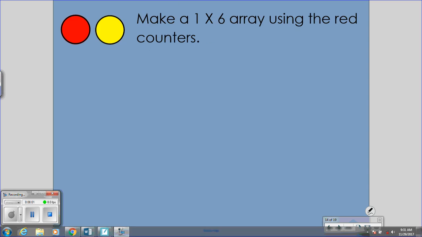I want you to make a 1 by 6 array only using the red counters. A 1 by 6. Think about what that looks like. Think about what that's going to look like. Aiden, that's not a 1 by 6. Remember rows and columns. Think about how we make an array.